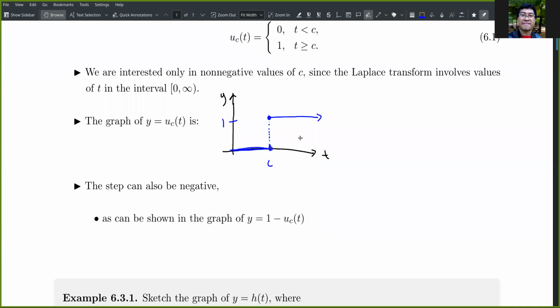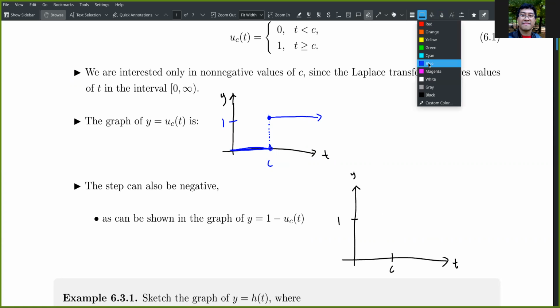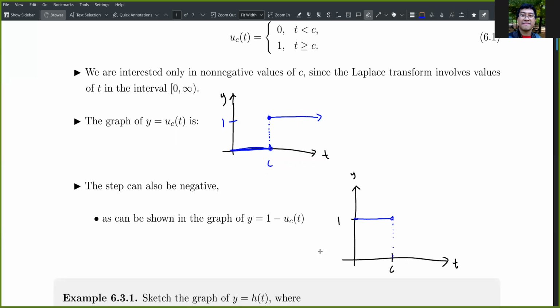You have a step here. It can also be negative. For example, you want to plot 1 minus u_c. This is c, this is 1. From 0 to c, u_c is 0, so 1 minus 0 is 1. But excluding c, it jumps down to 1 minus 1, that is 0, starting from here. So the step can also be negative.